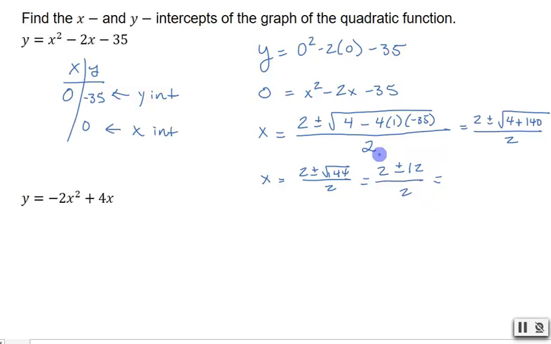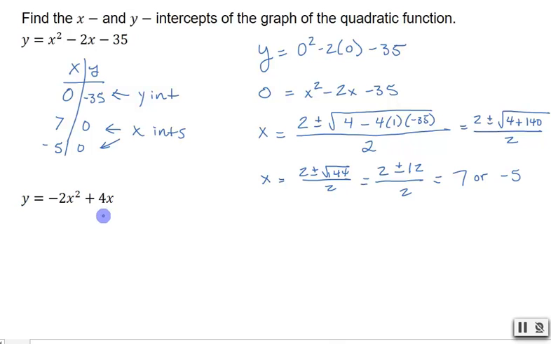So we'll get two answers. 2 plus 12 is 14 divided by 2 is 7. Or 2 minus 12 is negative 10 divided by 2 is negative 5. Okay, so you have two x-intercepts of 7, 0, and negative 5, 0. So just like when you were graphing above, you can graph those points if they would ask you for them.